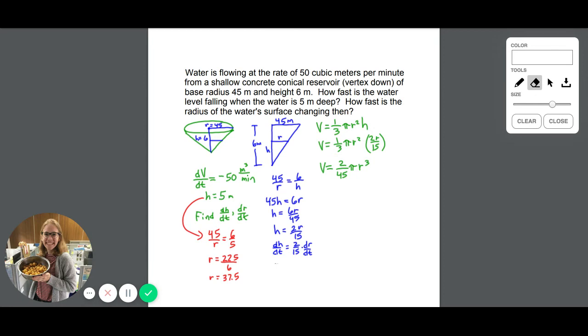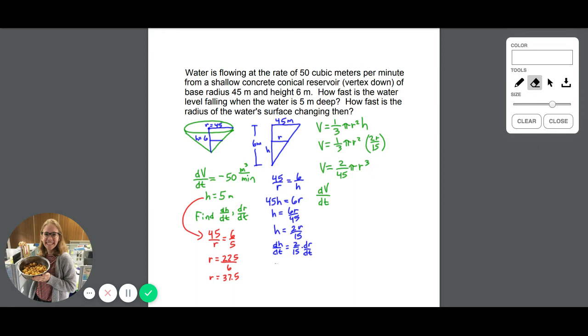Now is when we derive both sides, so the derivative of V, the volume, is dV dt, and that is equal to... okay, before I say that, this 2 over 45 pi is a constant, so we can pull that out of the derivative. And then for this r cubed, we'll use the power rule, so pull that 3 down, and then subtract 1 from the exponent, so you'll end up with an r squared.